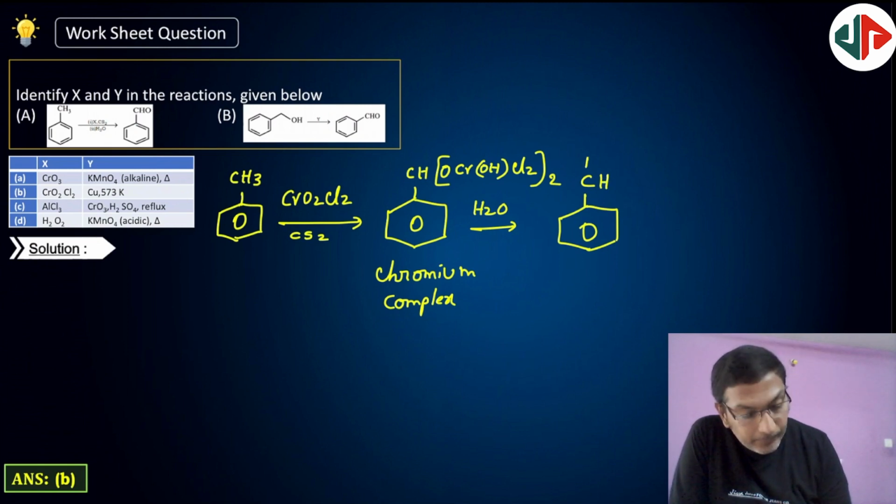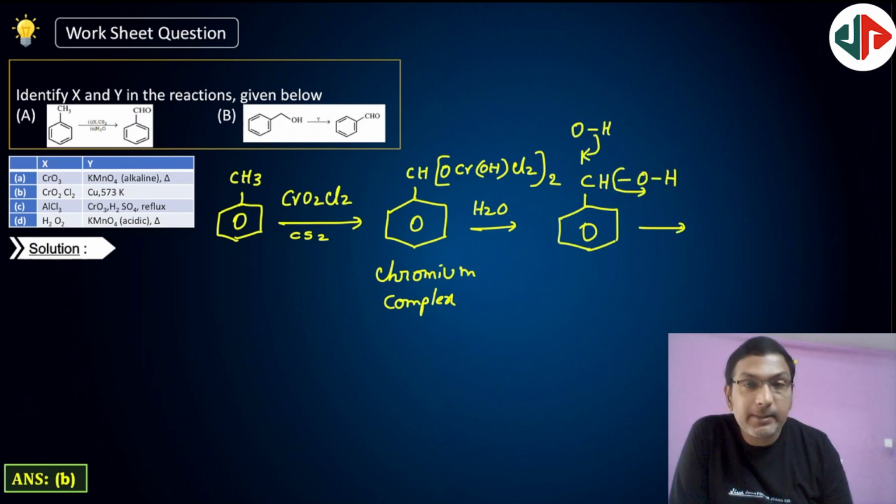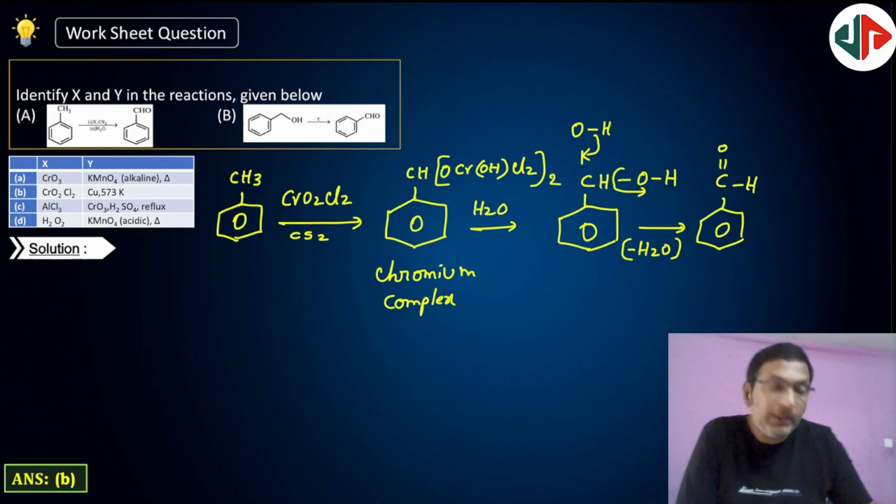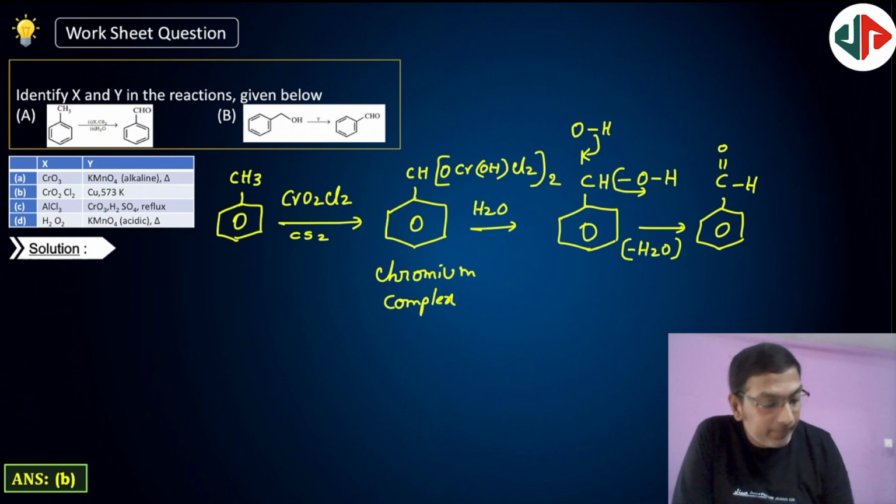CH(OH)2. So here, since two OH groups are attached to the same carbon, water will be eliminated like this, minus H2O. Gives CHO, that is benzaldehyde. This is the total mechanism. So CrO2Cl2 is chromyl chloride. So toluene to benzaldehyde.